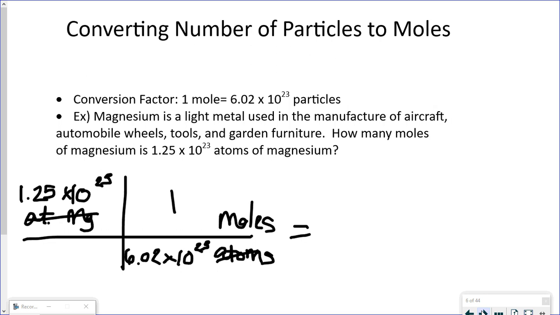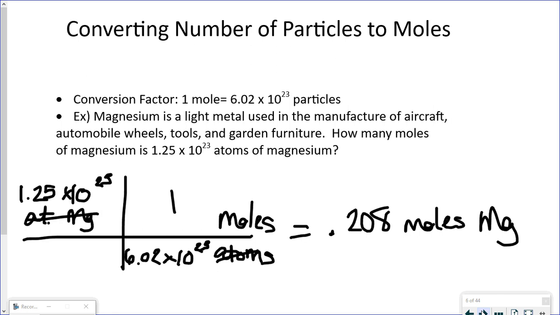close your parentheses, and then remember any number on the bottom gets divided by. So divided by, open parentheses, 6.02 times 10 to the 23rd power, close parentheses. If you type it in that way, you get 0.208 moles of magnesium. And always make sure to put your appropriate unit.